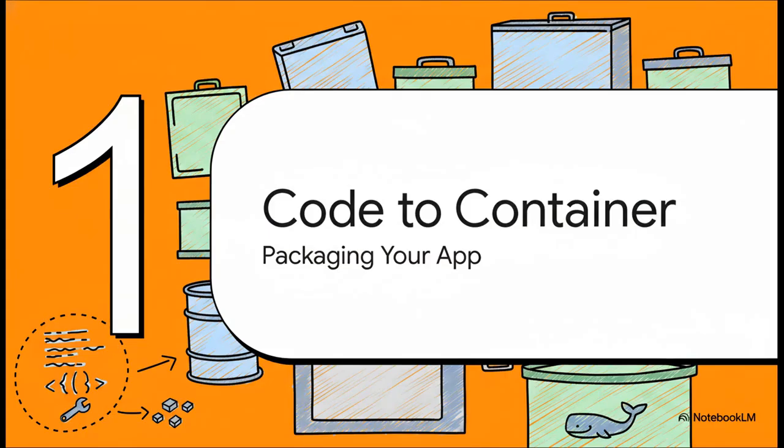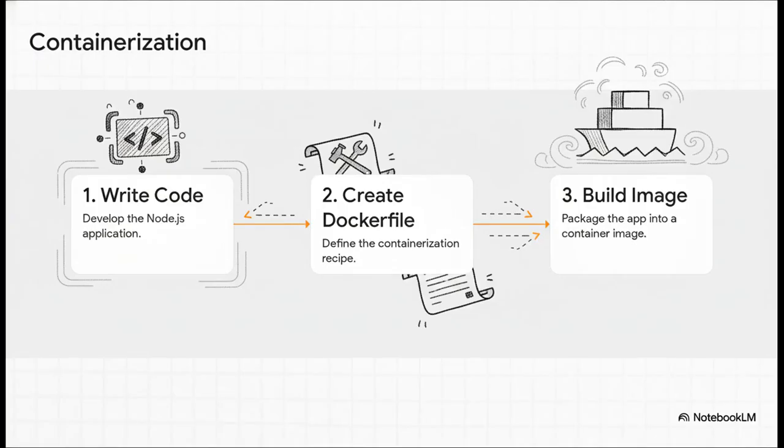So before Kubernetes can work its magic, we need to give it our app in a format it understands. And that format is a container. So the very first thing we have to do is take our code and package it up into a neat, portable, self-contained little box. It really just boils down to three simple steps. First, obviously, we've got our application code. Second, we write a kind of blueprint called a Dockerfile, which is just a set of instructions on how to package it all up. And third, we run one command to actually build that package, and what we get is called a container image.